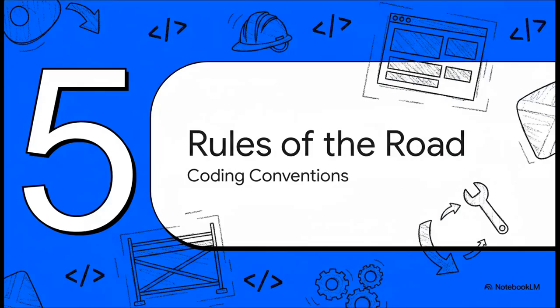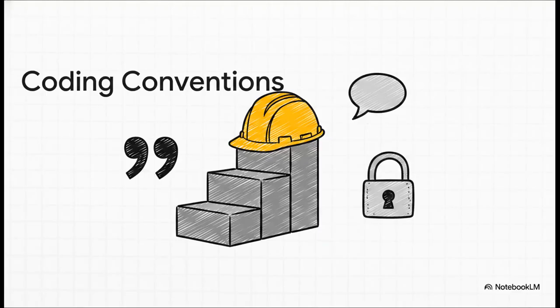And finally, Section 5, Rules of the Road, Coding Conventions. To wrap up our explainer today, we need to go over the building codes of HTML. These are the coding conventions that separate the amateur sites from the truly professional ones. These rules aren't just there to be annoying, they exist to make our lives infinitely easier by improving readability, maintainability, and consistency.